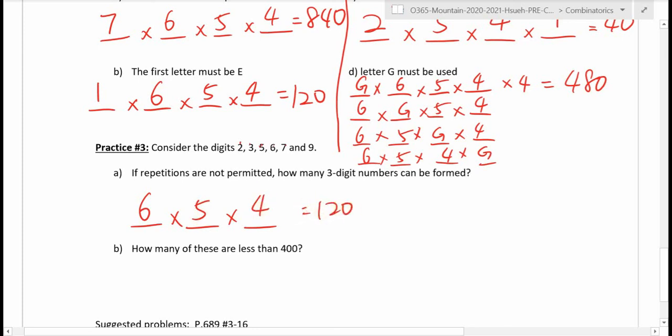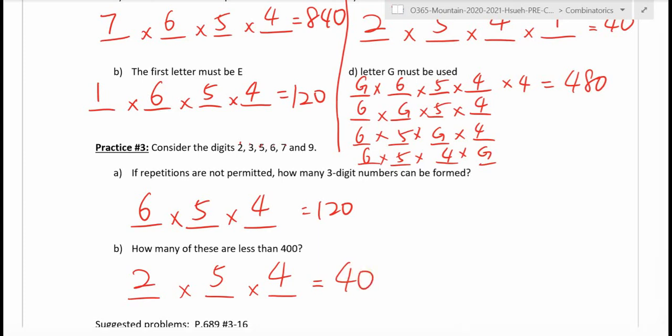Not too bad. Part B says how many of these are less than 400? Well, if you want this 3-digit number to be less than 400, that means the first digit has to be either 2 or 3. So I have 2 choices for the hundreds digit. For the other 2, since I picked 1 already, I still have 5 left, and for the last digit, I have 4 left. If you multiply them, you should get 40. So there are 40 three-digit numbers that are less than 400.